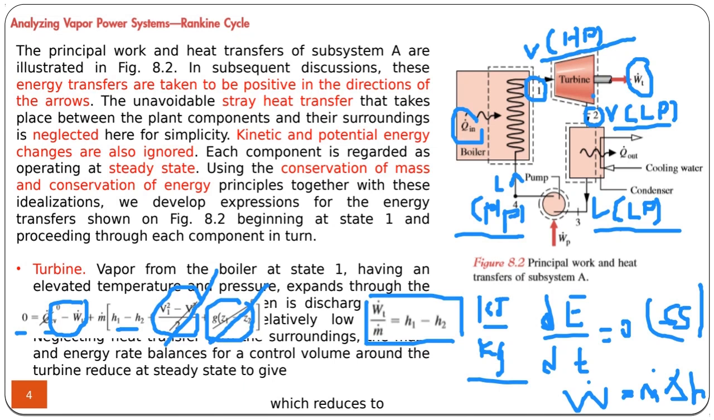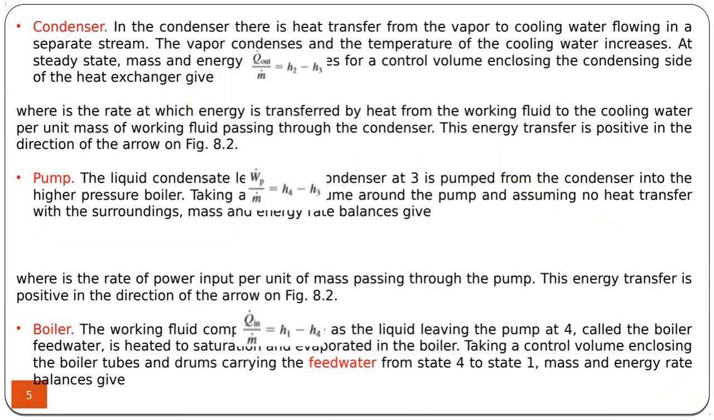Similar kinds of energy balance can be written for all the members of the cycle. In the condenser, if you write the energy equation for the open system, you will get the condenser heat to be just the difference of enthalpies entering the condenser and leaving the condenser. Similarly, the pump work is just the difference of the enthalpies leaving the pump and entering the pump.